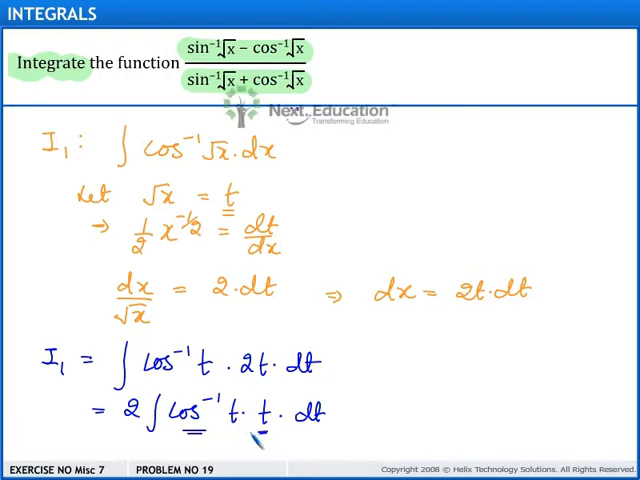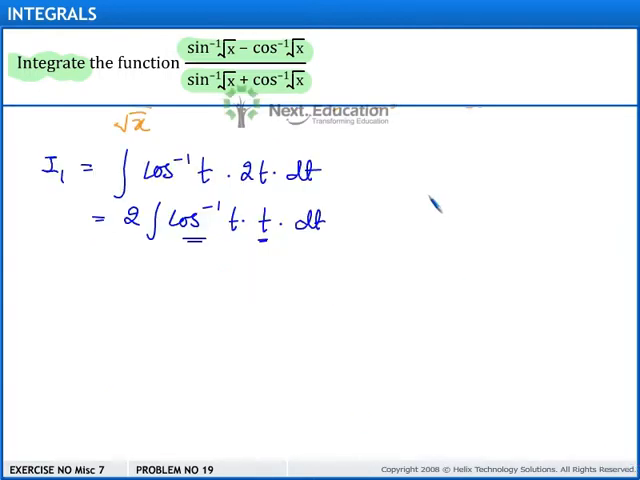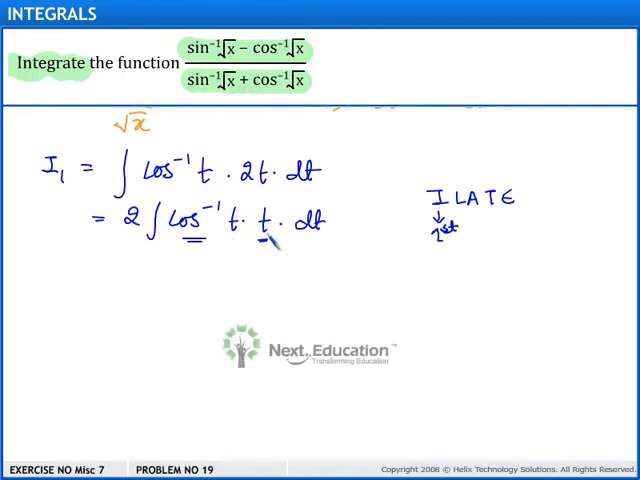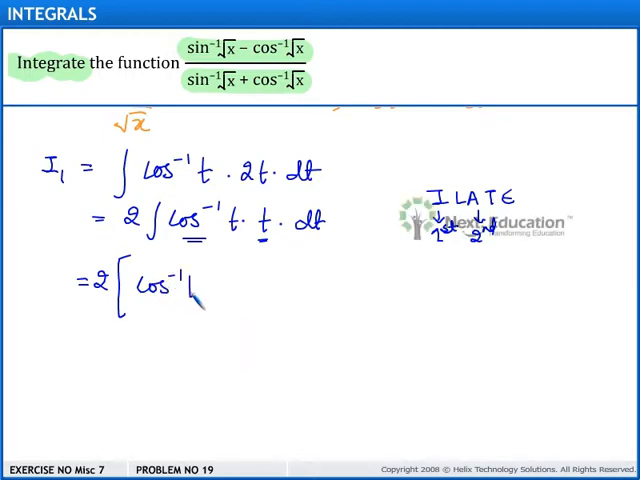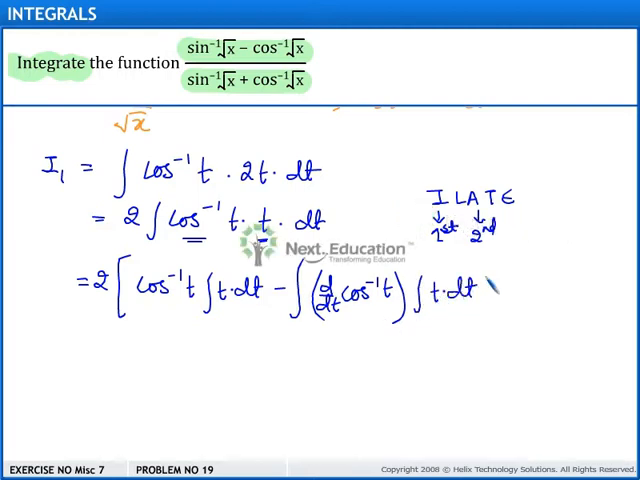Now here we have to find the integral of the product of two functions, and we know ILATE. That is, if we have to find the integral of the product of two functions, the first function is the inverse trigonometric function, and here the second function is the algebraic function. So this is equal to 2 times first function into integral of second function minus integral the derivative of first function into the integral of second function into dt.